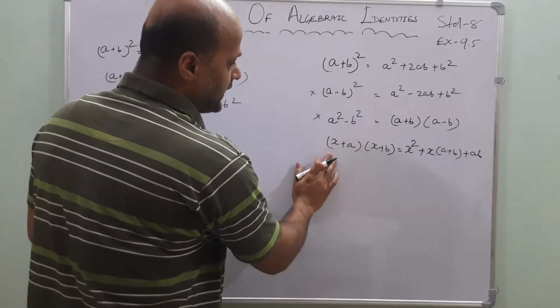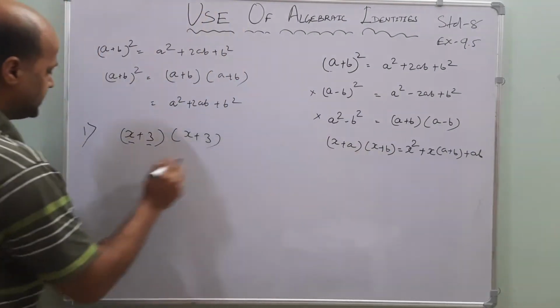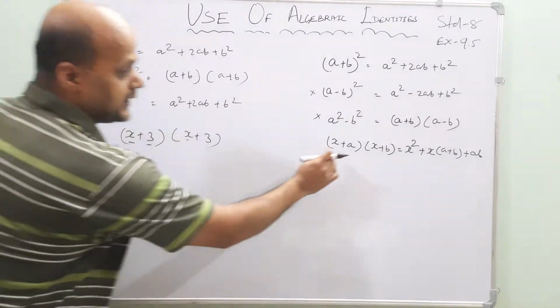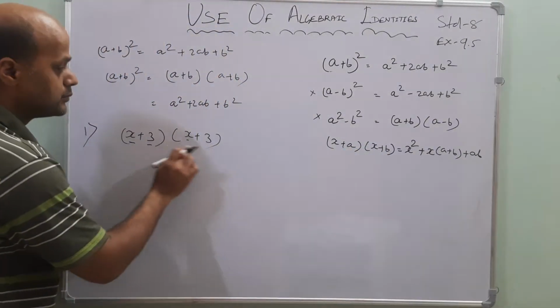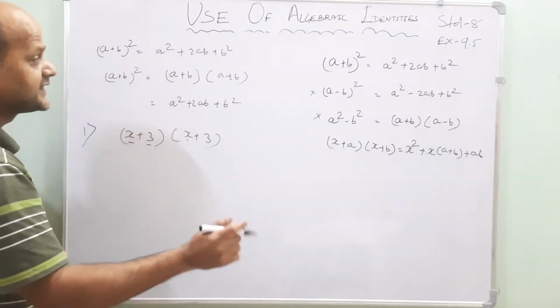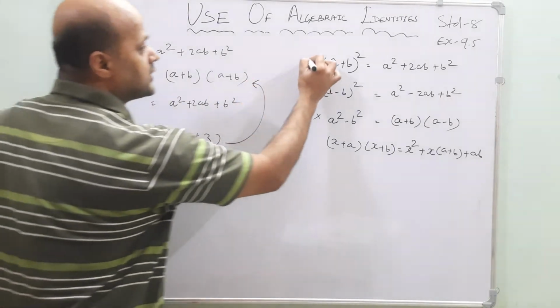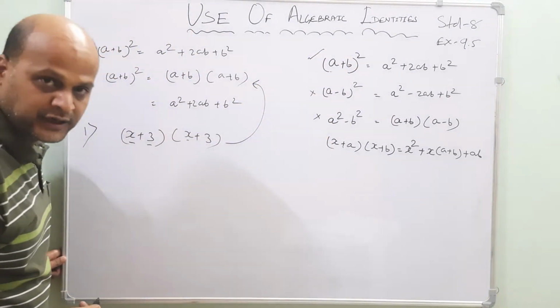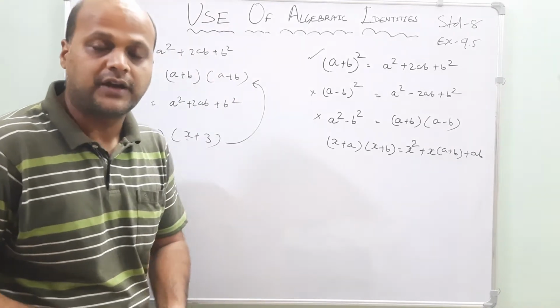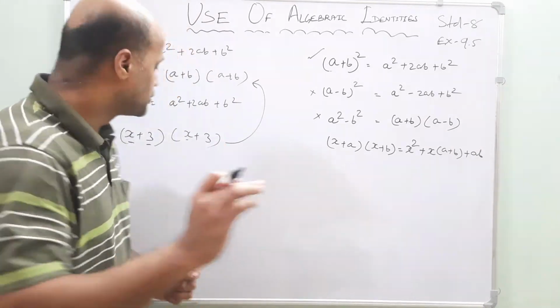Two cases are right now: a plus b whole square, and x plus a into x plus b. Here x is the same, but a and b are different. But here the numbers are the same. In which case? It is in the case of this one. Like this manner you have to identify the particular identity. Okay? So go for it.